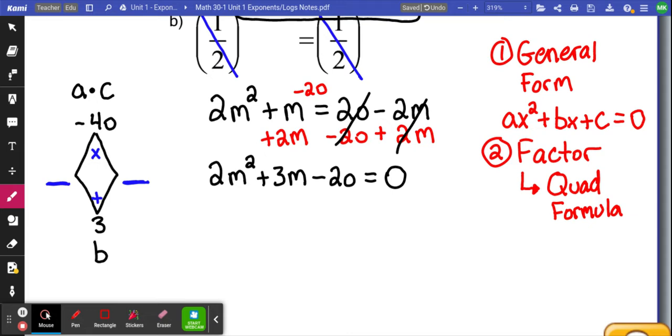Things that multiply to be 40. 40 and 1. Okay, but that doesn't add to be 3. 20 and 2. Doesn't add to be 3. 4 and 10 would not be able to add to be 3. 5 and 8. 5 and 8 could add to be 3 if I had positive 8 and negative 5. I also know that one of them is going to be negative because they multiplied to be negative 40. All right, so that also gives you a bit of a hint.